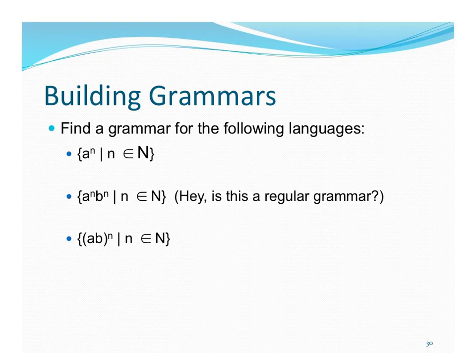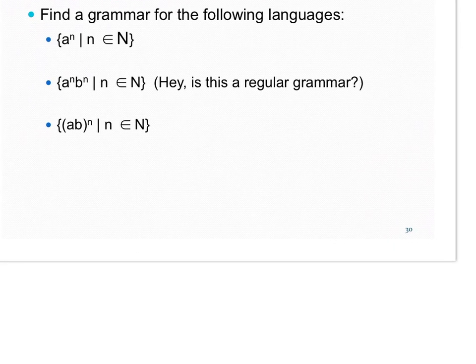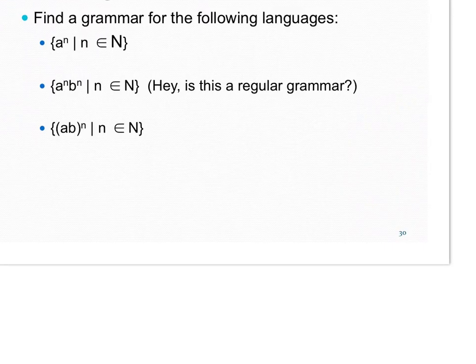If you look at these three languages, you will notice that the first language and the last language are regular languages, but the one in the middle is not regular. It turns out it's context-free. So let's look at this first one. We need to find a grammar for the language a to the n such that n is an element of N. That's the same as saying we're finding a grammar for a star, which we've done before.